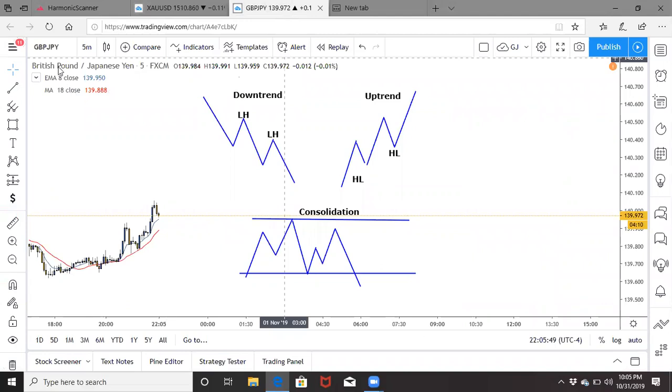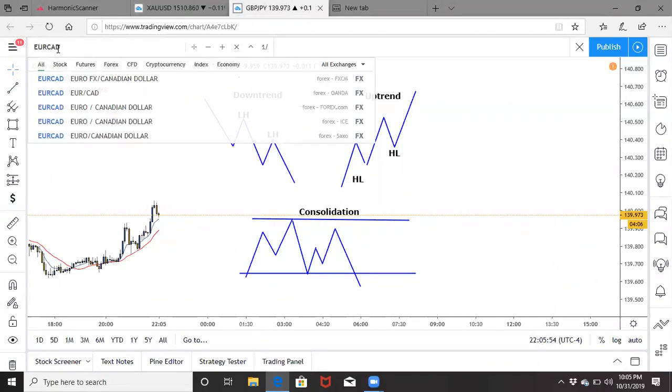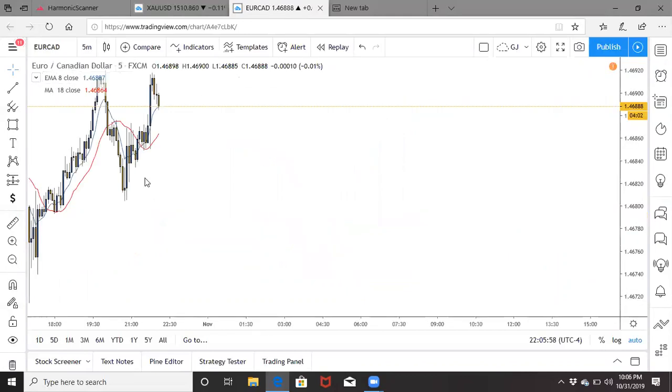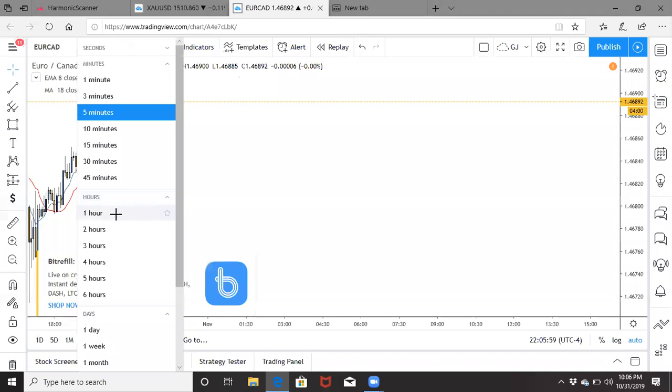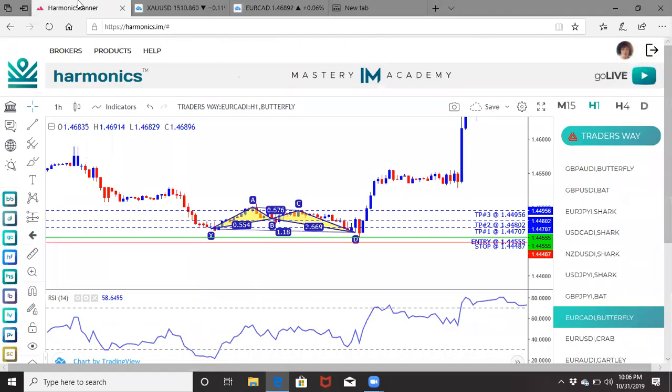All right, so real quick, we're not gonna spend too much time on it. Let's go to your CAD real quick. Your CAD 1 hour on the scanner. It's under Trader's Way. It's a butterfly pattern. If y'all look at this, from the entry point, from the D point, it took 4 hours. These are all hour candles. It took 4 hours for all take profits to get smashed.